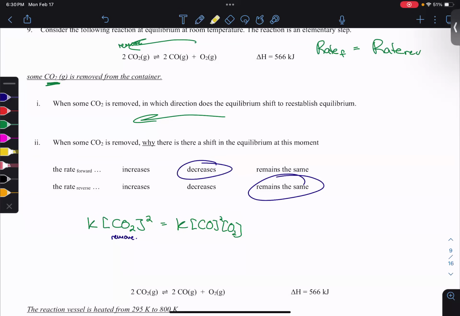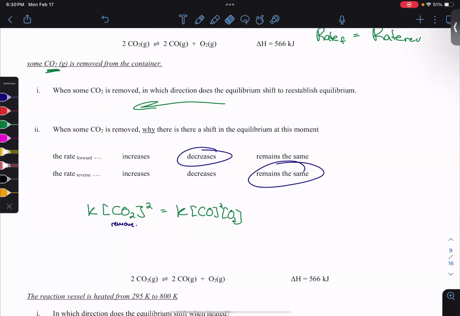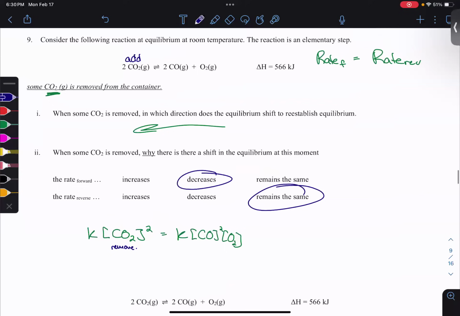Versus, let's do this a different way. What if I said we added CO2? What would happen to the equilibrium? We would shift forward. But why would we shift forward? It's because the forward rate, what, increases, decreases, stays the same? Increases, because we increase how much CO2 we have.